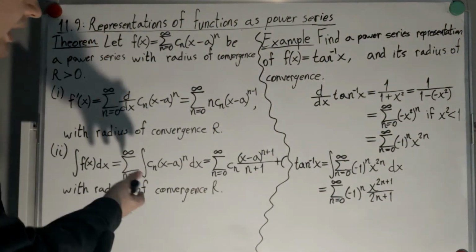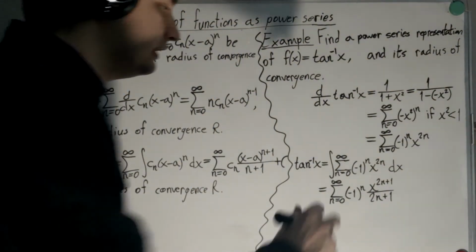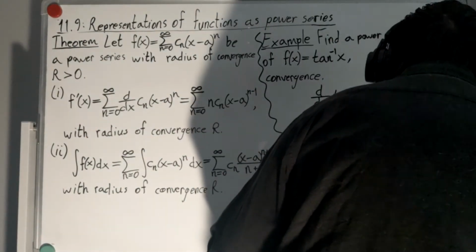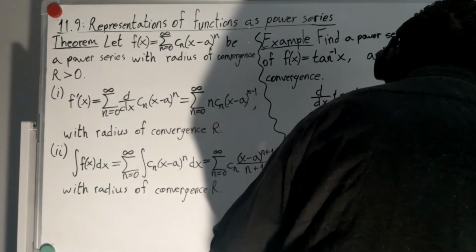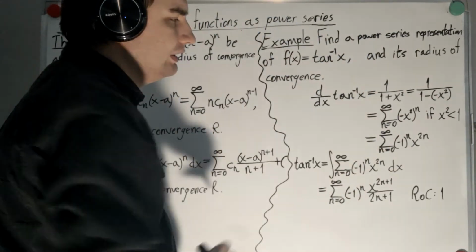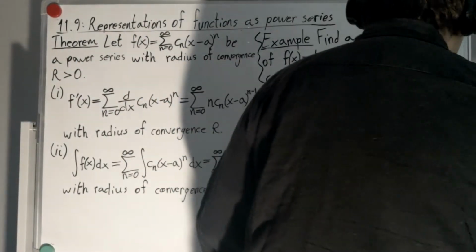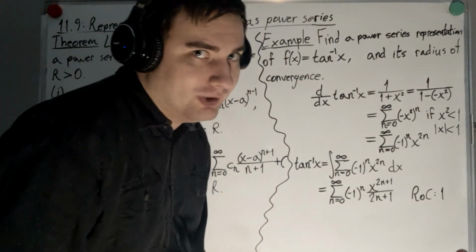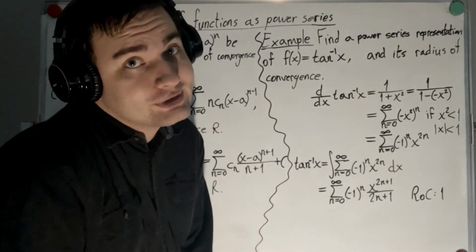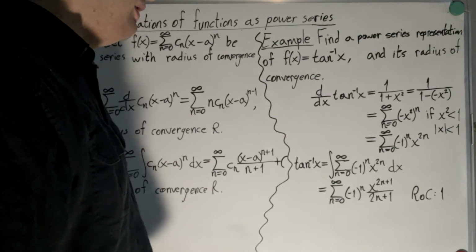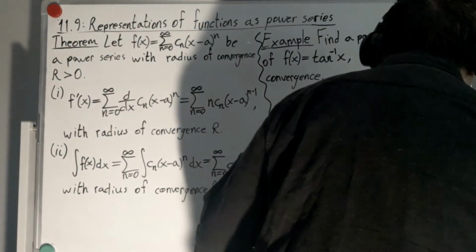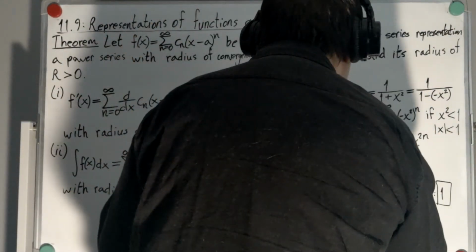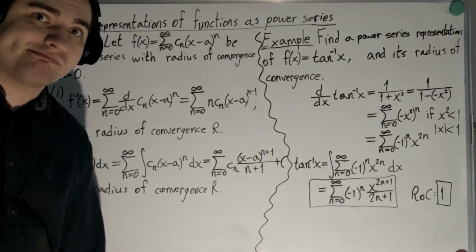And according to the theorem, it has to have the same radius of convergence. So the radius of convergence is still 1, because if x squared is less than 1, then the absolute value of x is less than 1, and so the radius of convergence is 1. Okay, so the radius of convergence is 1, and this is our power series representation of the arctangent of x.